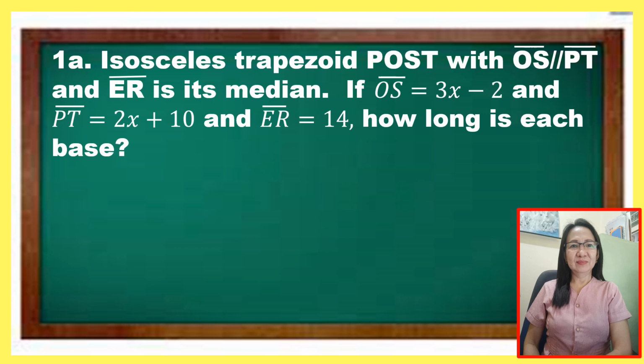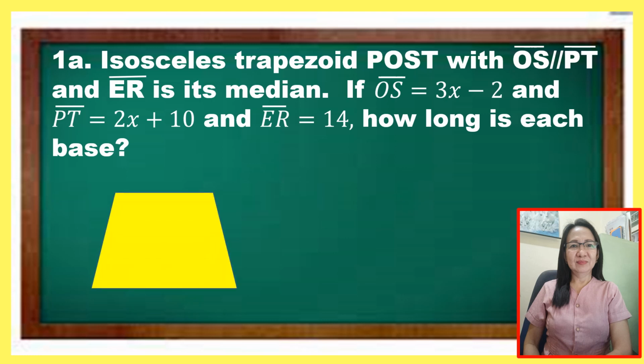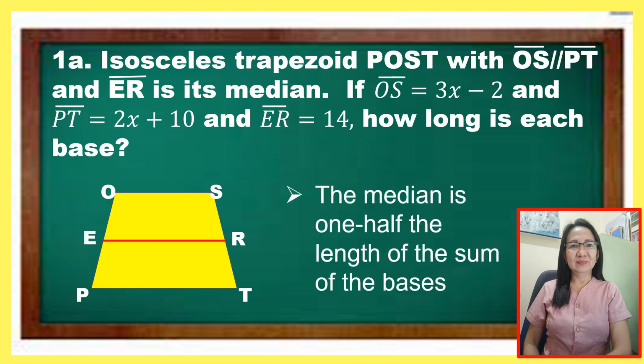So similar to our previous discussions, we are going to represent our problem into figure. So this is our trapezoid named as POST. So point E is the midpoint of our side OP, and R is the midpoint of side ST. If we connect E and R, we are forming our median. So the median is 1/2 the length of the sum of the bases.